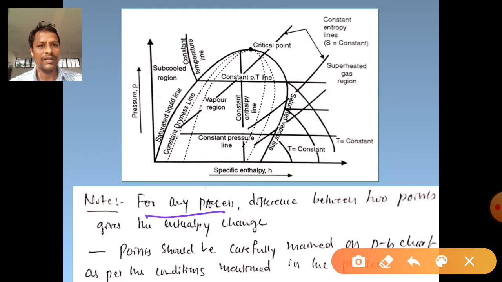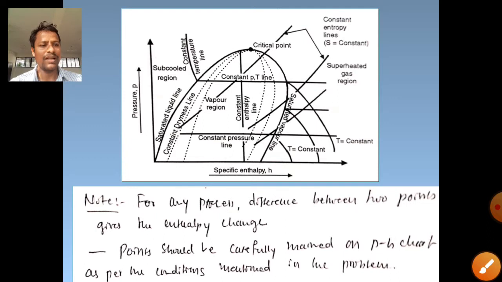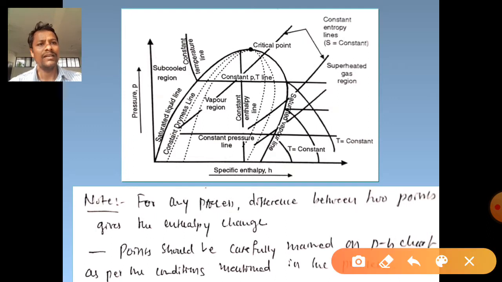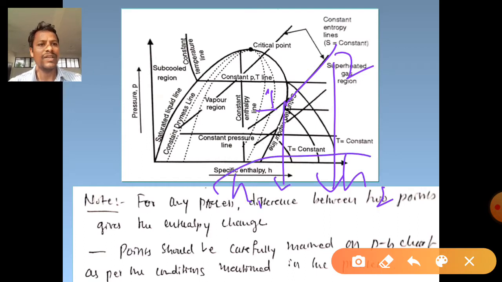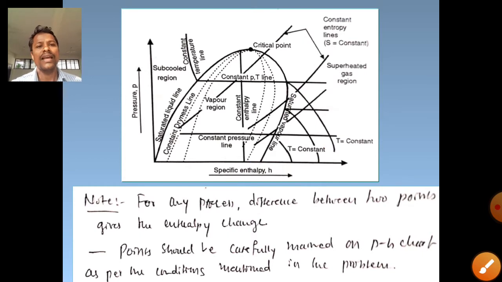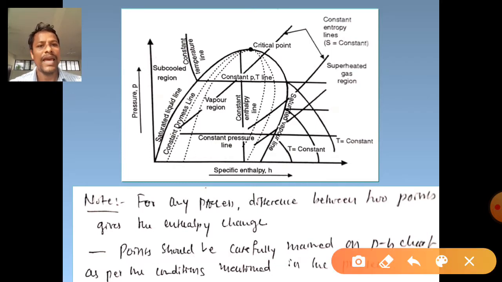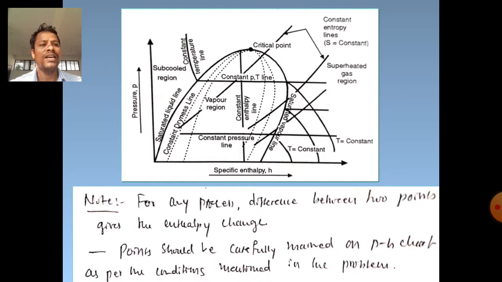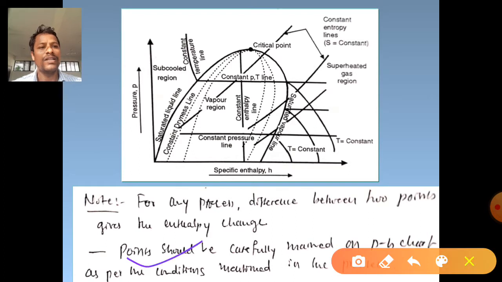For any process, out of the 4 processes, the difference between 2 points gives the enthalpy change. For example, if I want to indicate the compression process, if this is state 1 and this is state 2, this will give me H2 here, and this will give me H1. The difference of H2 and H1 will give you the change in the enthalpy during that process. And the points should be carefully marked on the available pH chart as per the conditions mentioned in the problem statement. So we have to be very careful about this point.